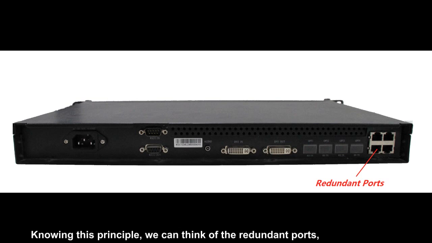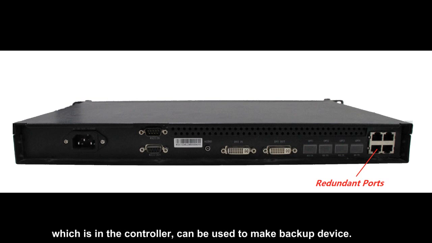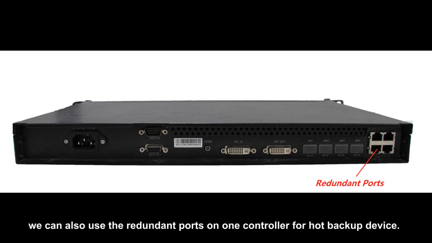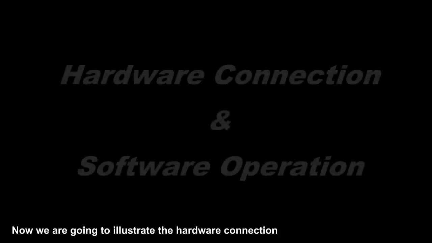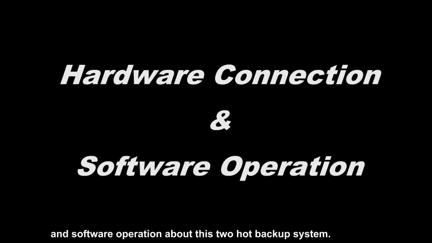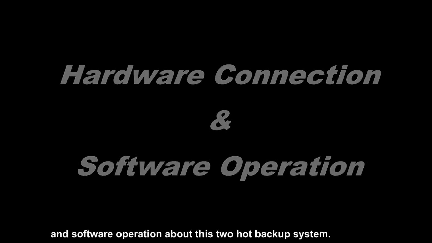Knowing this principle, we can think of the redundant ports in the controller being used to make a hard backup device. When we don't need too big a load capacity, we can also use the redundant ports on one controller as the hard backup device. Now we are going to illustrate the hardware connection and software operation for these two hub backup systems.